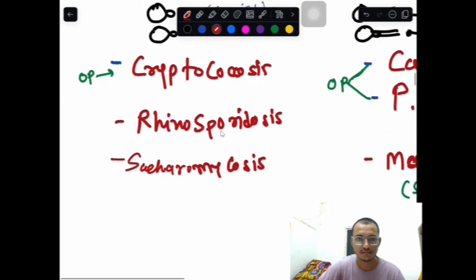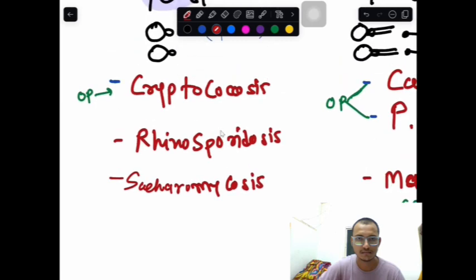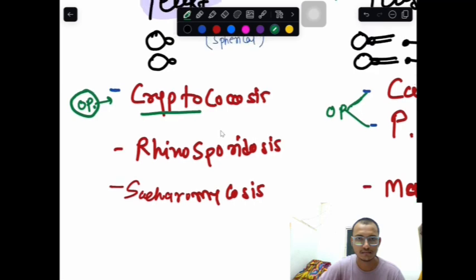Why did we name them like this? The crypto, rhino, and saccharome. The cryptococcus is an opportunistic infection, that's why we wrote OP here. What are opportunistic infections? They happen in HIV or AIDS or immunosuppression conditions.